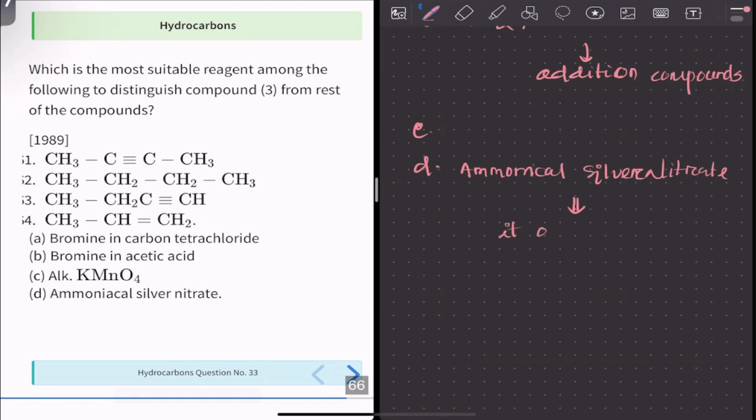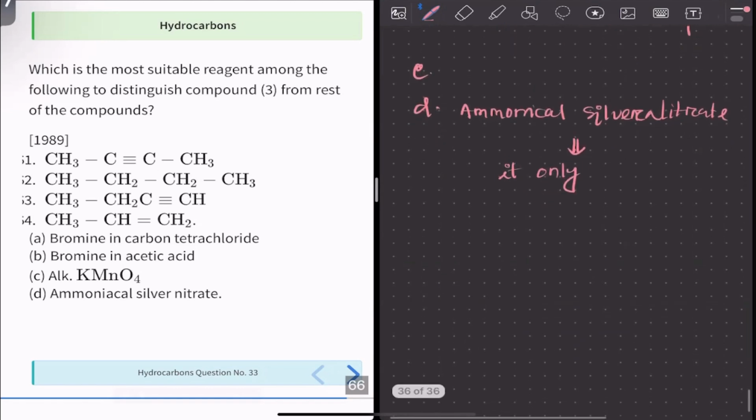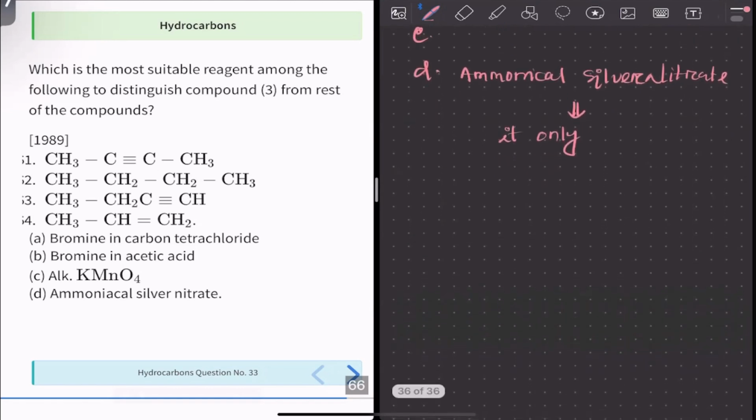It only reacts with terminal alkyne, to produce alcohol, aldehyde or ketone. You will study about this reaction later in class 12th. So you'll know better there. The mechanism of the reaction will be taught there.